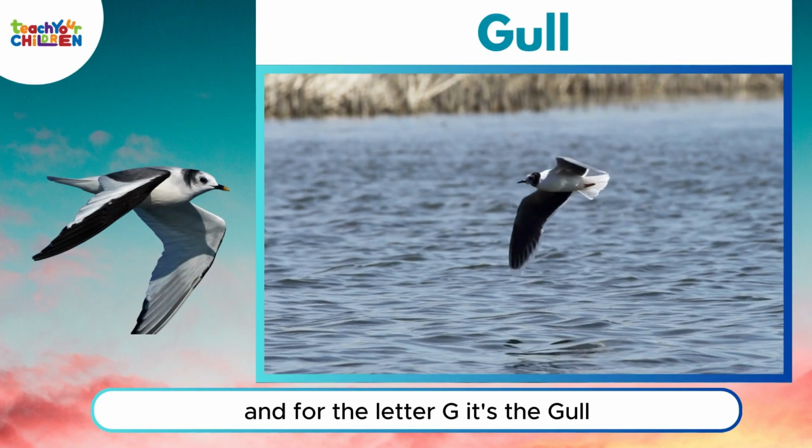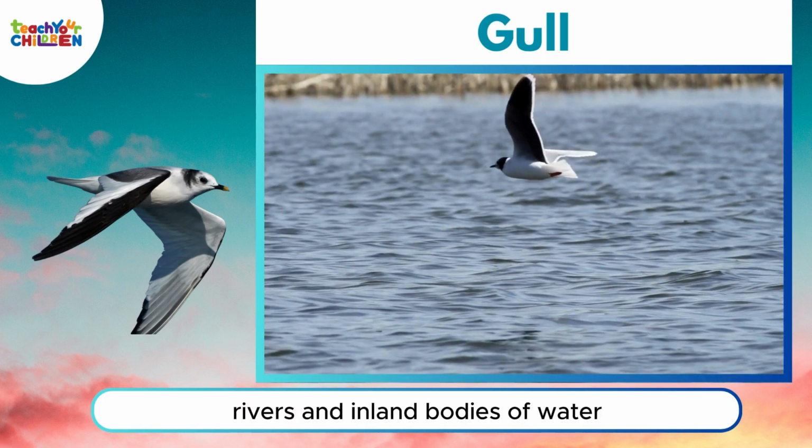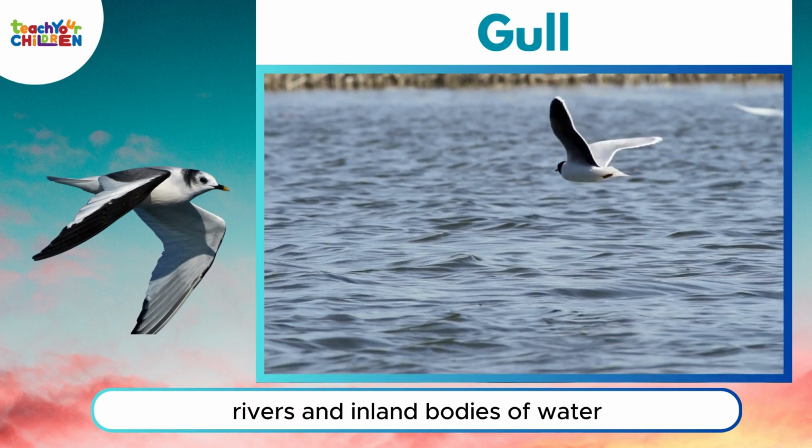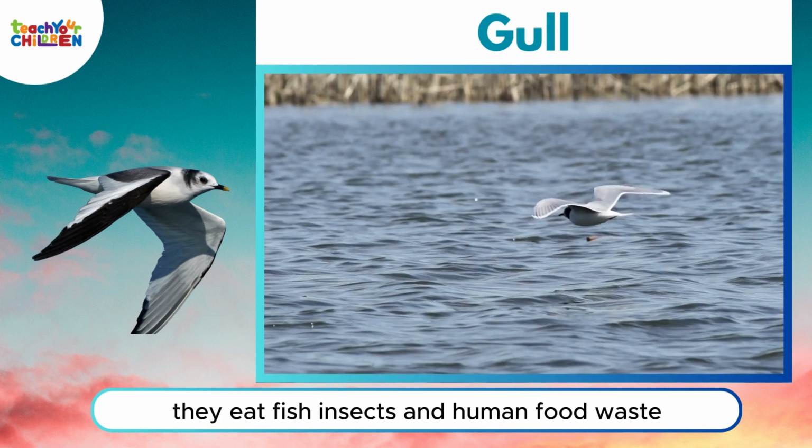And for the letter G, it's the gull. Gulls live along coastlines, rivers, and inland bodies of water. They eat fish, insects, and human food waste.